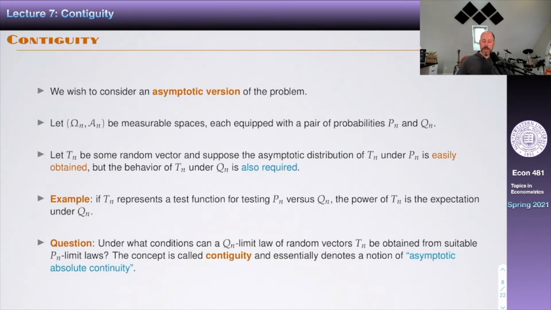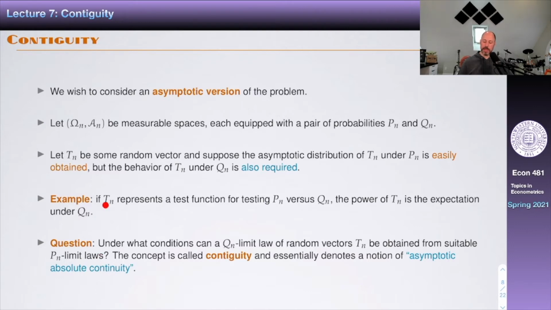So what we want to do now is to have some asymptotic version of the problem we pose. Now we're going to have a sequence of measurable spaces, and for each n, these are going to be equipped with some pair of probabilities, Pn and Qn. And then now, instead of having a fixed test statistic or estimator, we're going to let Tn be some random vector. The idea is that the asymptotic distribution of Tn under Pn is easy, but the asymptotic behavior of Tn under Qn is not as easy, and it is also required. And so again, the main question is, under what conditions can a Qn limit law of random vectors Tn be obtained from suitable Pn limit laws?